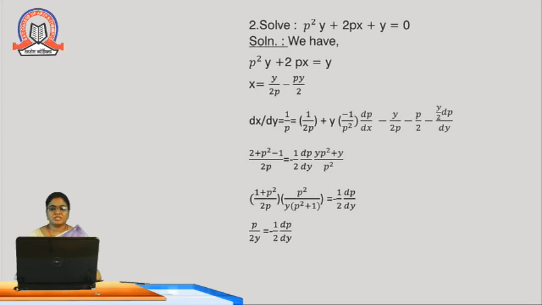Next problem, solve p square y plus 2px plus y equal to 0. Again we are having only one x here. So we are taking x equal to y by 2p minus py by 2. Differentiating both sides and grouping together, we are getting the result p upon 2y equal to minus 1 by 2 dp by dy.